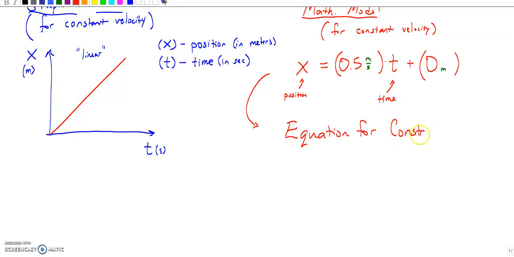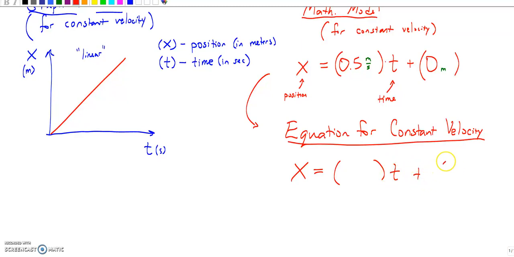This is an equation for constant velocity. We can apply this equation to anything moving at a constant velocity. So the idea here is we're going to have x equals what letter times t plus what letter. And so we have to then use a letter for 0.5 meters per second, meaning what's a word that represents 0.5 meters per second?